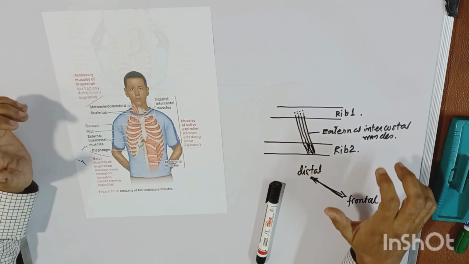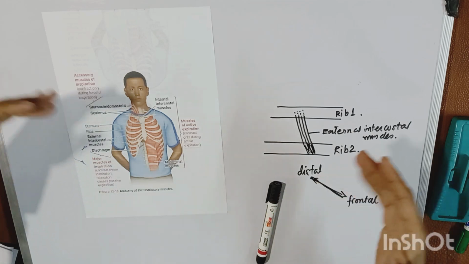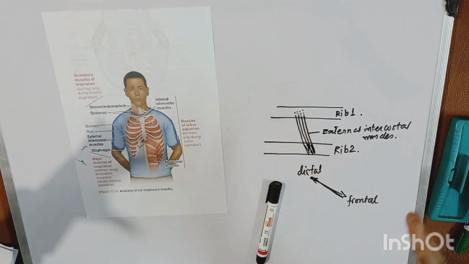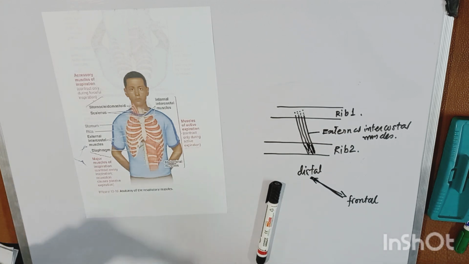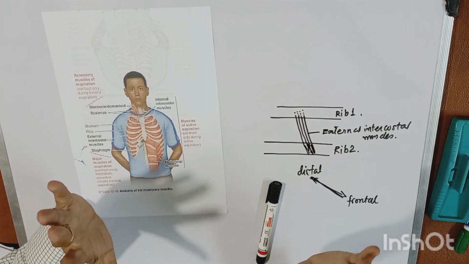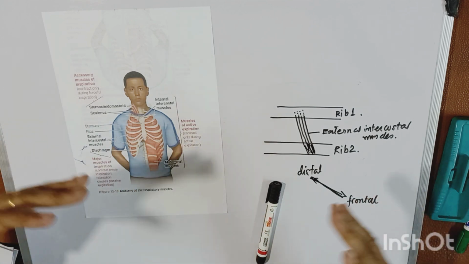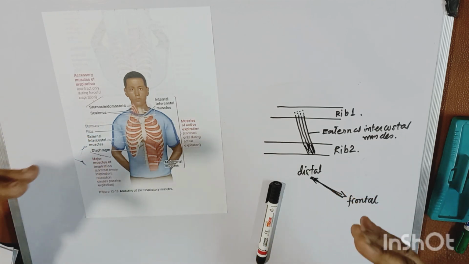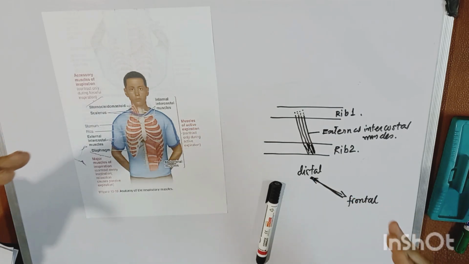So by the contraction of the external intercostal muscles, the lower ribs come forward and upward. So there is an expansion of the chest cavity. The chest cavity comes upward because of this contraction of the external intercostal muscles. And while the internal intercostal muscles contract, the chest cavity goes down to its original position. So while the chest cavity increases in size, if it comes forward as well as upward, it increases in diameter, it is expanding because of the contraction of the external intercostal muscles.